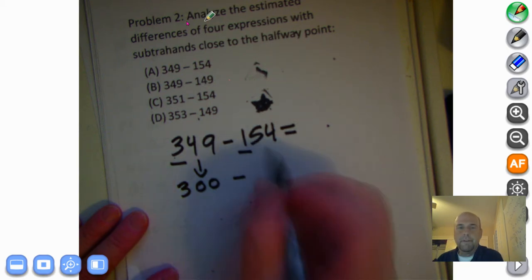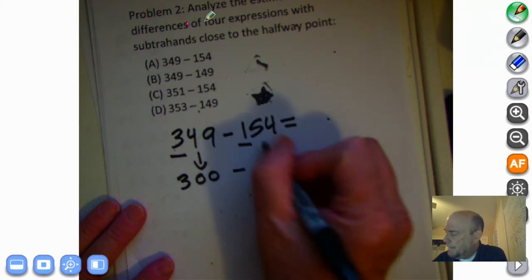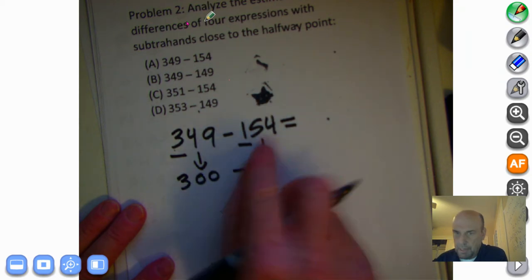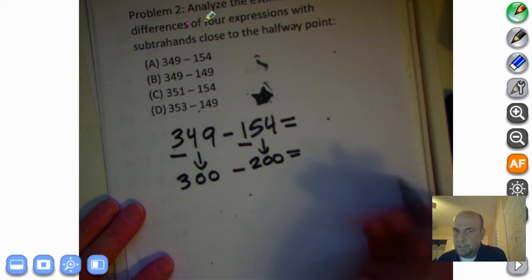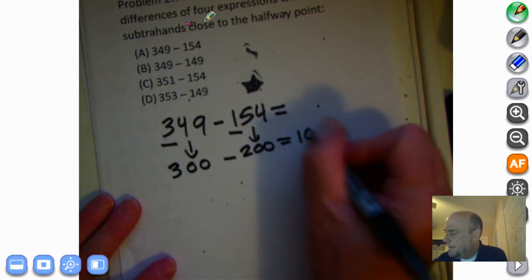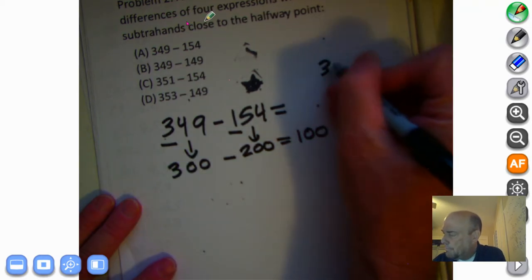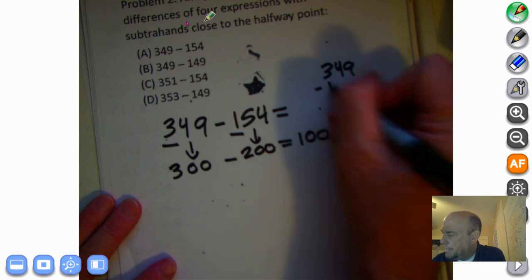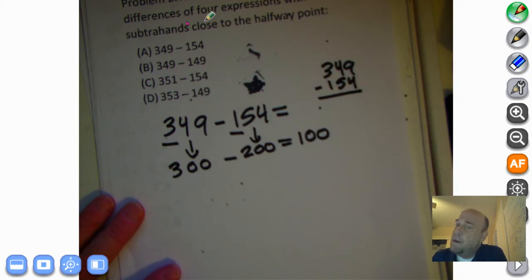How about over here, 154? Is it closer to 200 or 100? The midway point between 100 and 200 is 150. This is greater than 150, is it not? Yes, it is, so we're going to round up to 200. 300 minus 200, you know it, 100. Now let's do the actual. 349 minus 154. Go ahead and pause this recording and try that one on your own.